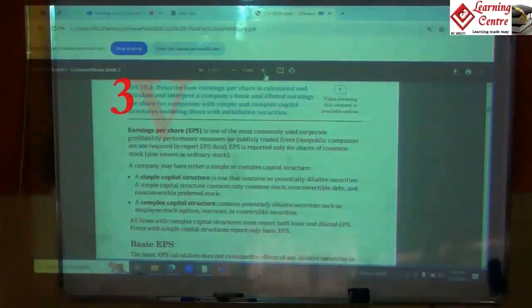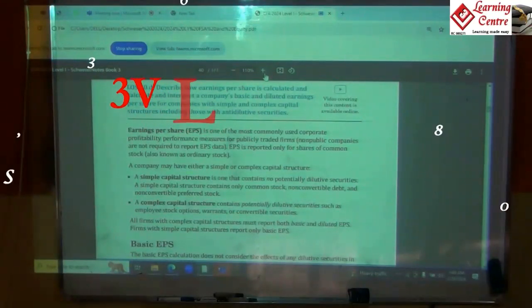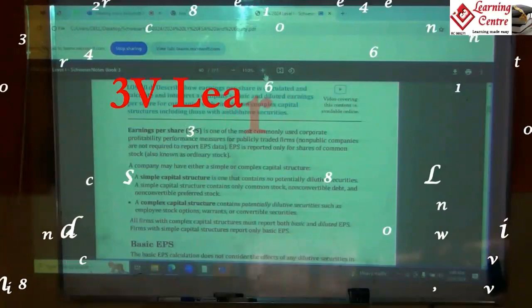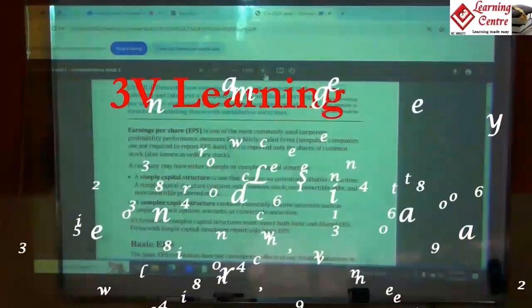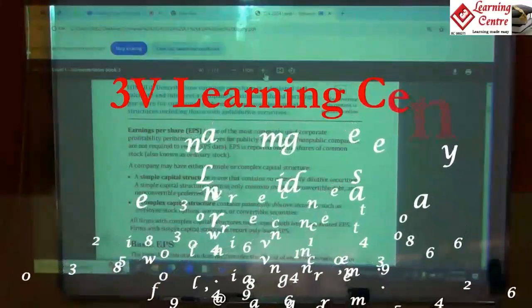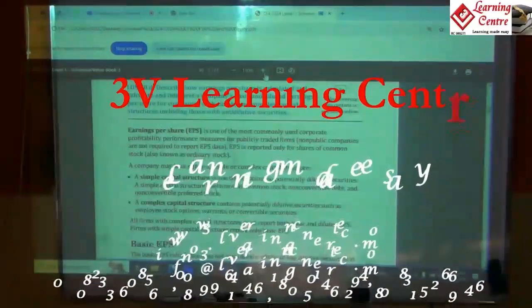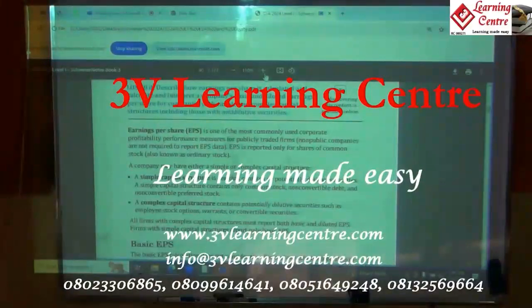So last time we met, we started with earnings per share, and you said there are two forms: it is either simple or complex. The simple capital structure contains no potentially dilutive securities. When we say no potentially dilutive securities, we gave some examples of capital. One of them is ordinary share, preference share, and debenture.